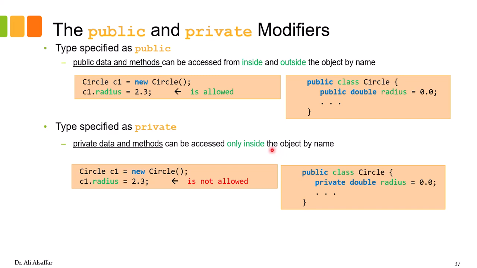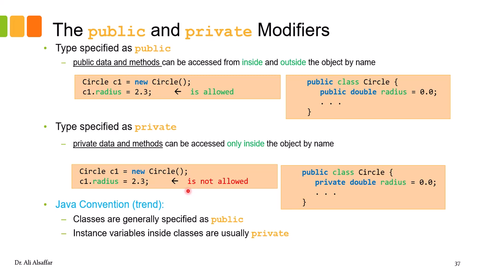If you're outside the class in the client code, for example, in your main program, and you create an object called c1, and then you try to access it directly by using dot, the compiler will stop you with a syntax error, saying this is not allowed because you have defined the data as private. As a Java convention, it means a trend. So what programmers do as a Java convention is always define classes public, and always define variables inside the classes private.